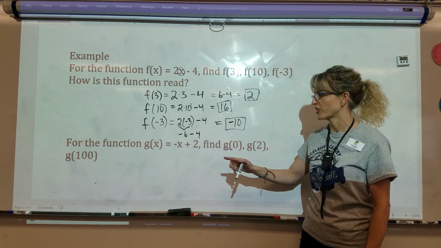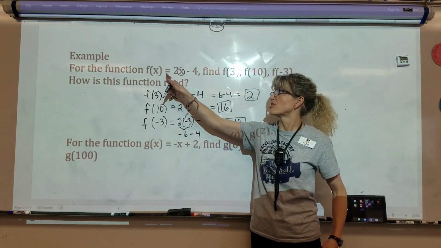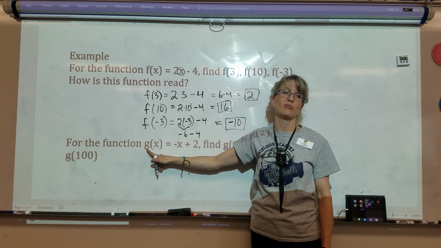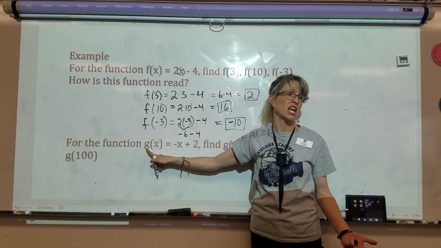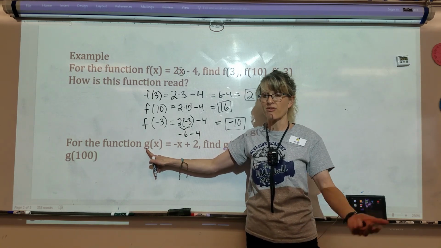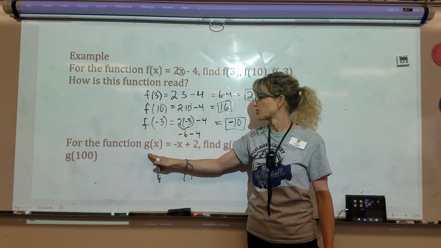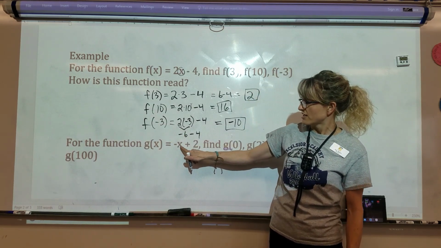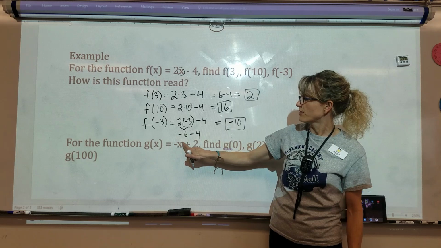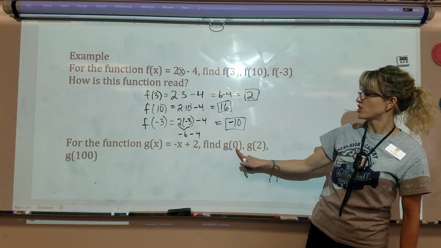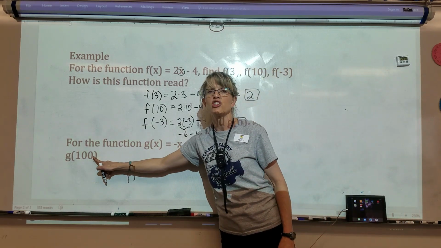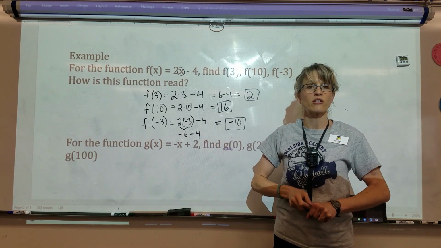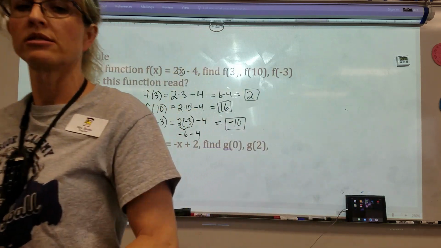All right, now it's your turn. Functions don't have to just have an f. They can be g of x, can be h of x. Those are the most common, f, g, and h. You can have L of x, M of x, N of x, but f and g are most common. So g of x, here's your rule. Take your input, make it negative, then add 2. I would like you to find g of 0, g of 2, and g of 100. As soon as you've found all 3, put your pencil in the air.